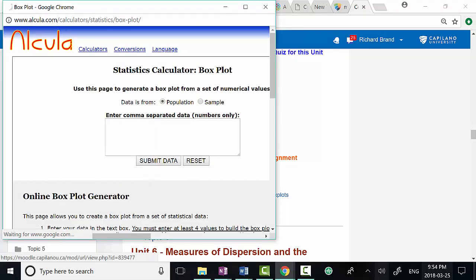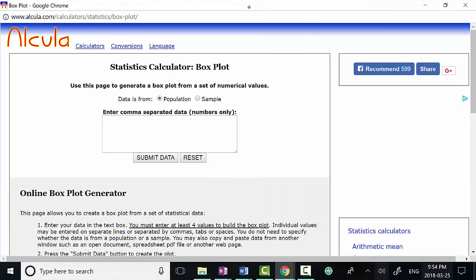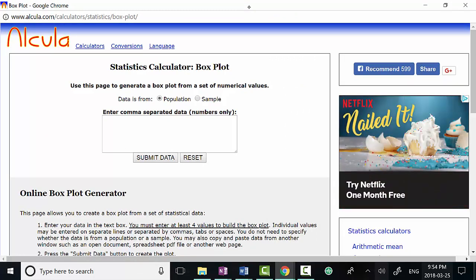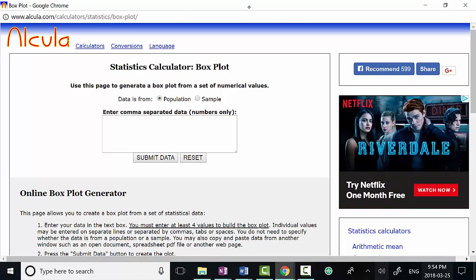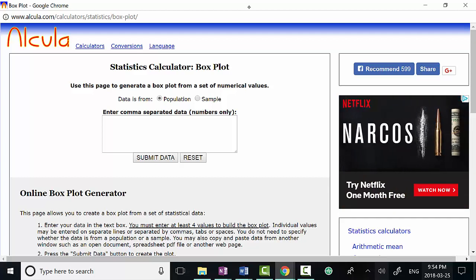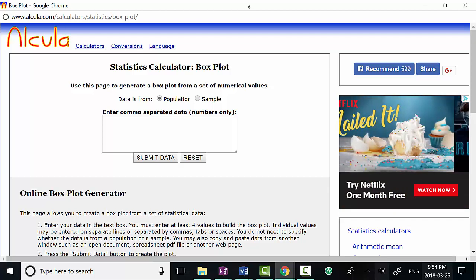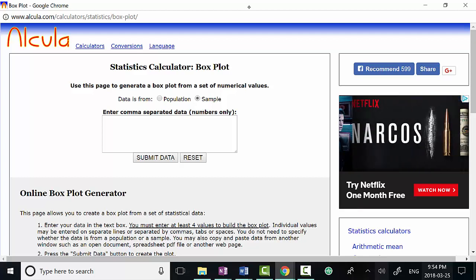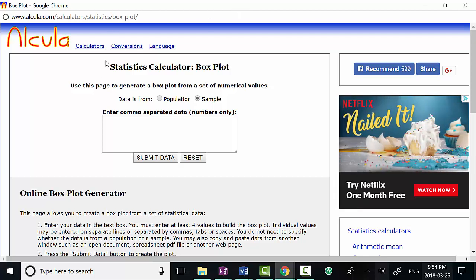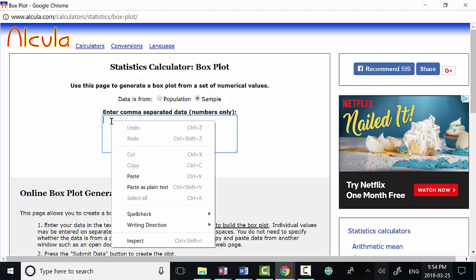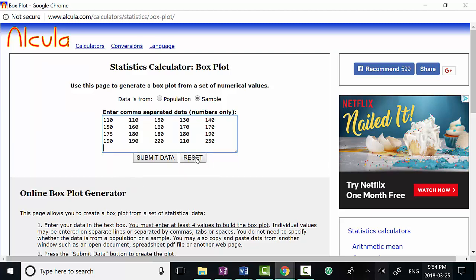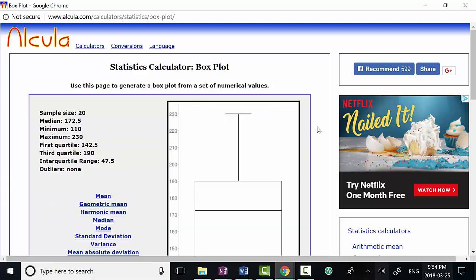The generator is opening up. I'm going to maximize my screen. And we want to get our data into the plotter, but I want to select sample because we have less than 1,000 data entries. Now I'm going to click in the field for entering the data, and you only need to put commas in the field to separate the data if you're typing it in, but I'm just going to paste it. So I'm just going to right click, hit paste. There's all my data, submit the data. And there's the box plot.